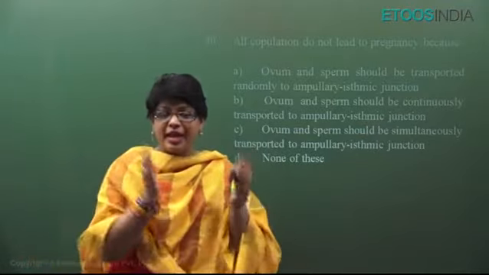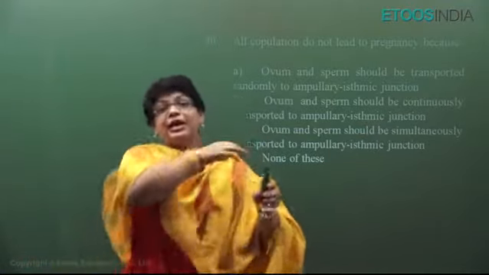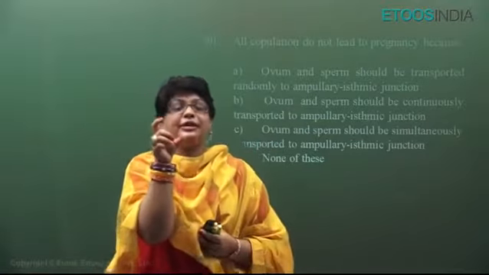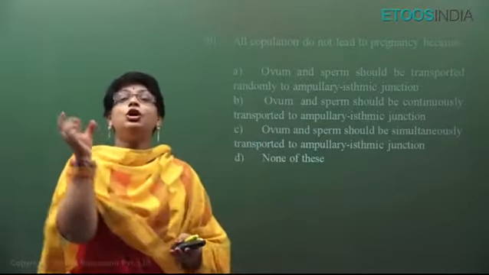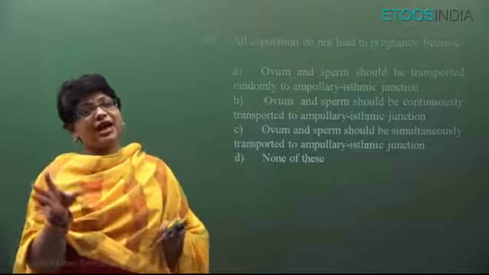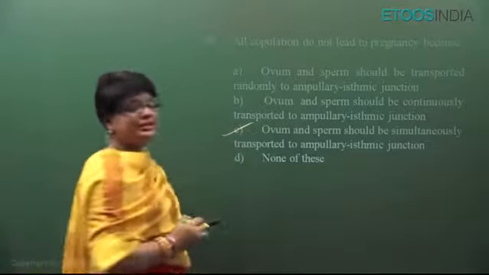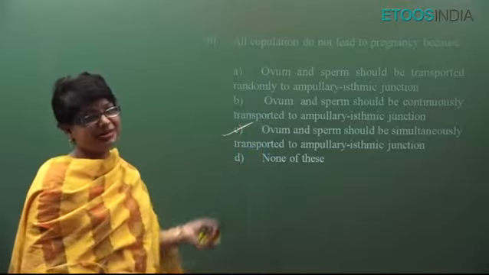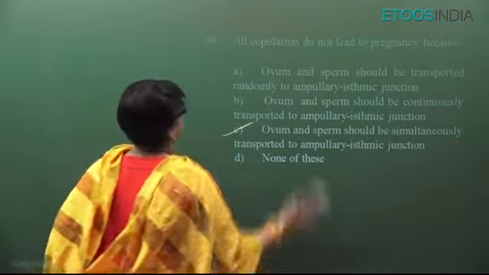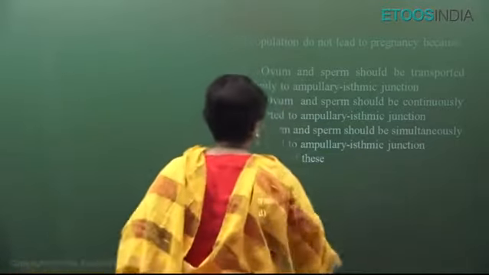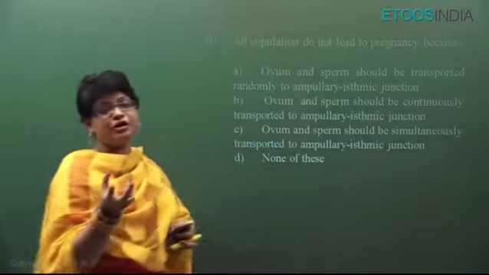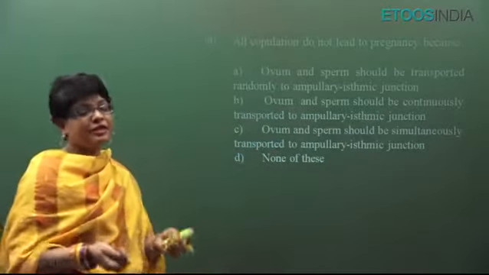So sperms and egg should at the same time reach that ampullary isthmic junction, that site of fertilization. Only that copulation can lead to pregnancy, right? So it's a line of NCERT, they should be simultaneously transported to this junction. So that is why at around the time of ovulation, if copulation happens, then it is the fertile period, pregnancy can happen.